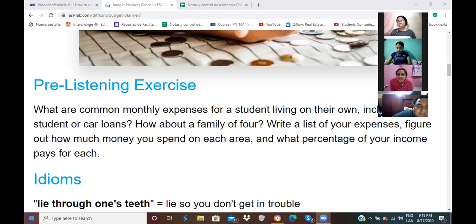The next one. How about a family of four? Food, rent, internet, basic service, medical, sería como medicina. Medicine. Vestuario. Okay, clothes. Only that? Okay. The next one, Marvin, write a list of your expenses out of how much money you spend on each area.